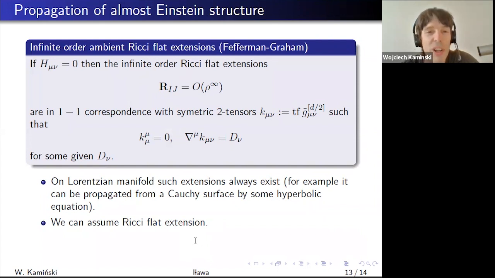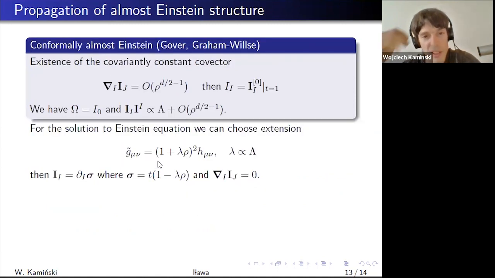Okay, so I will only shortly say that we can always impose the infinite order Ricci flat extension. And it's a bit different than in Euclidean signature because it turned out that we can also evolve this extension from the given Cauchy surface. So we can always assume that. Maybe I will skip this, but I will say something about the propagation of these almost Einstein structures.